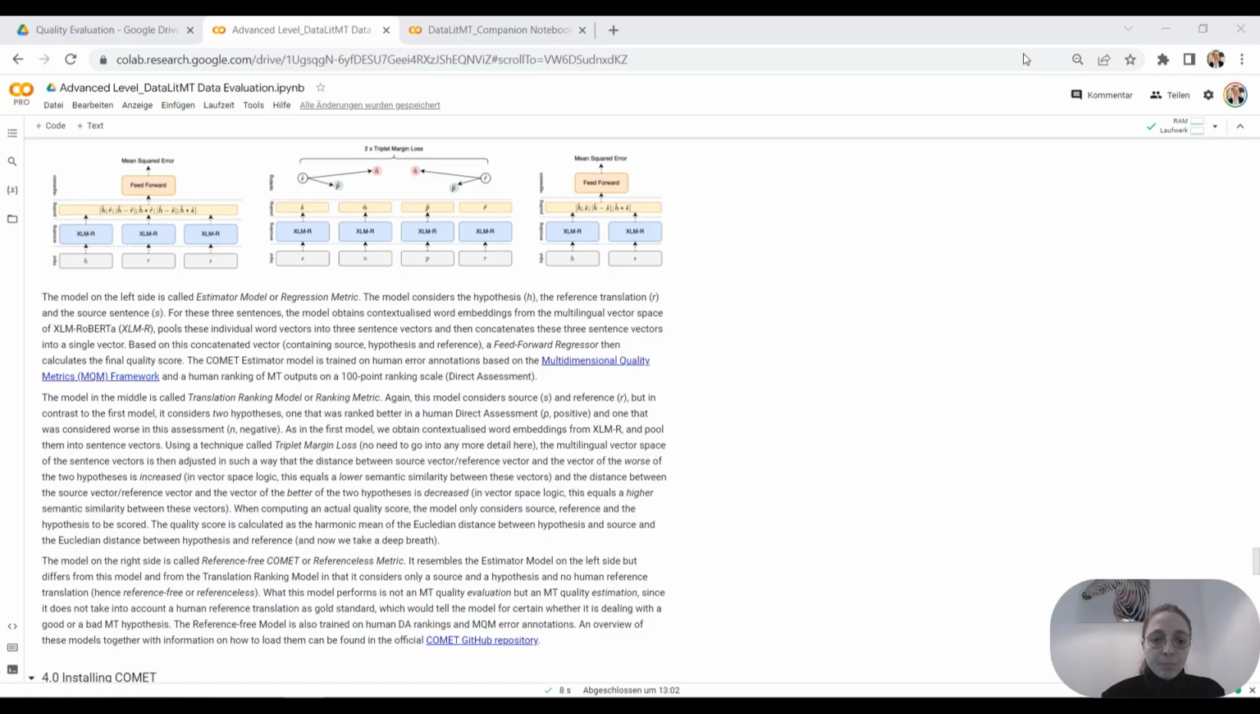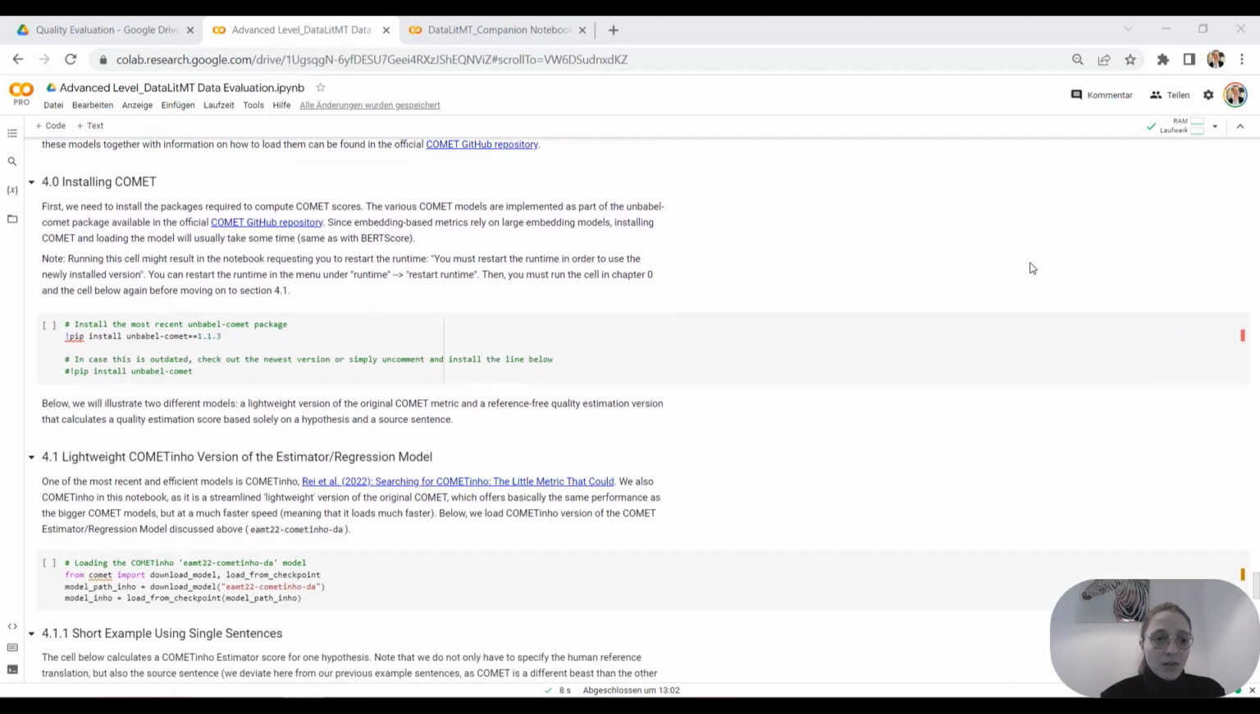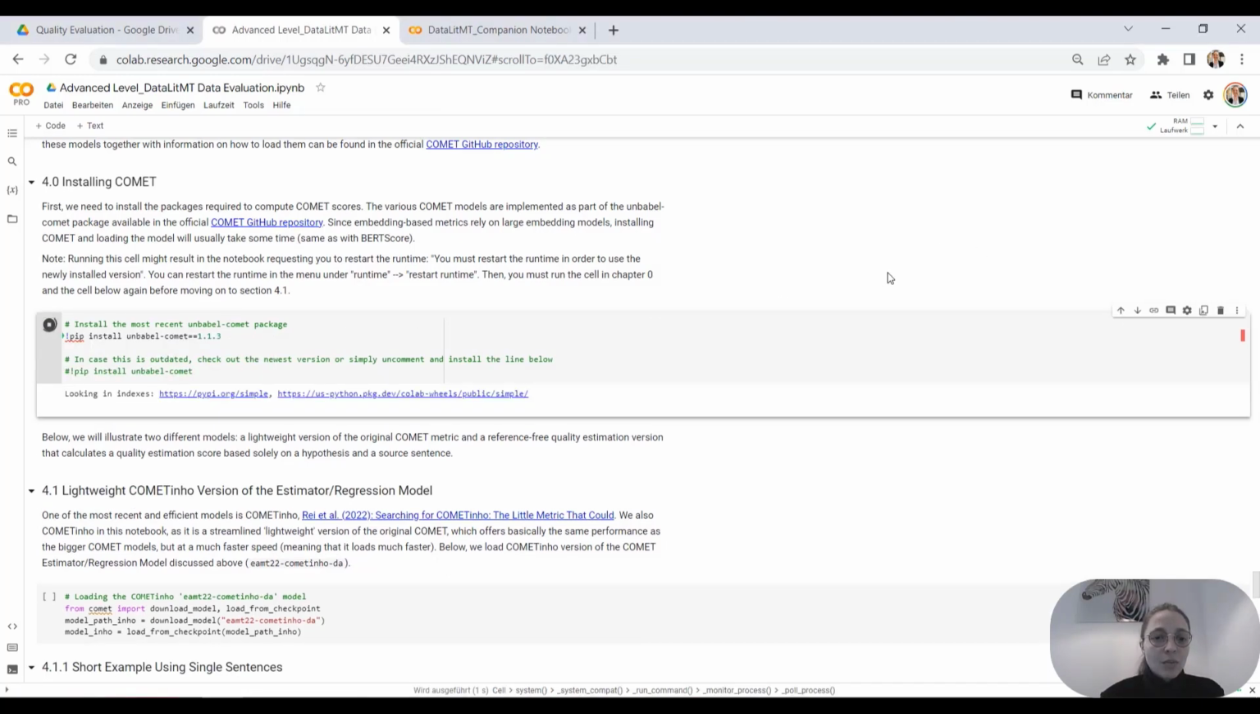So an overview of all these models, together with information on how to load and use them, can be found in the official COMET GitHub repository. So now that we've explained this theory, which is a little intense, I hope it was conveyed understandably enough, we will go on to test calculating our own COMET scores as we have done for the metrics above. Once again, we have to install the according package. And once again, this is an embedding-based metric, so the installation might take a little longer than above.